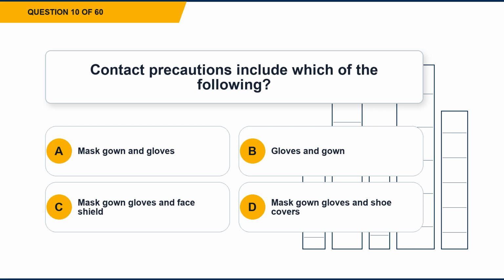Question 10. Contact precautions include which of the following? Option A, mask, gown and gloves. Option B, gloves and gown. Option C, mask, gown, gloves and face shield. Option D, mask, gown, gloves and shoe covers.